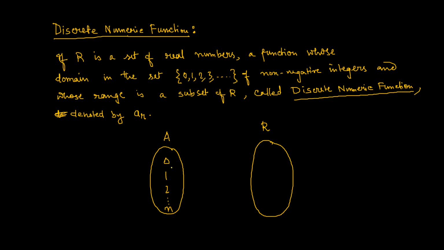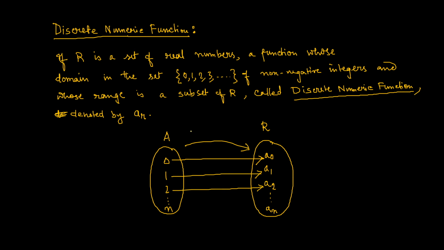where for each and every 0, 1, 2, 3 we will have some value that is a subset of this R, and these values may be say A0, A1, A2, in this way AN. This 0 is related with A0, 1 is related with A1, 2 is related with A2, like this. So this mapping from A to R, you can say, is the discrete numeric function which represents A to R.